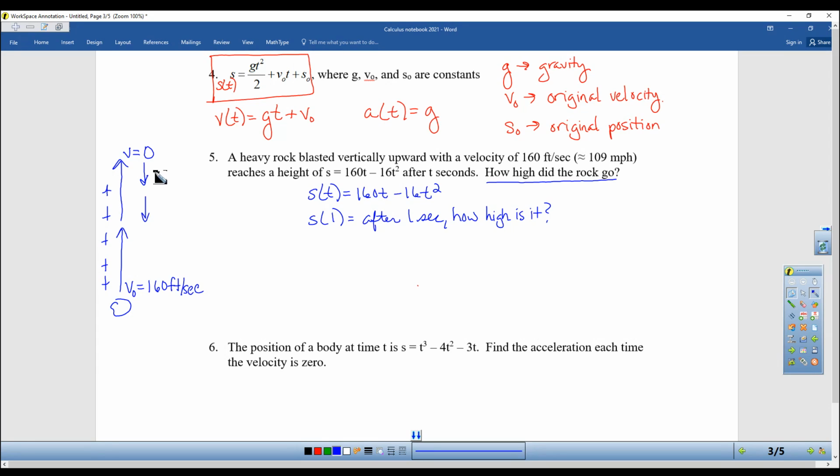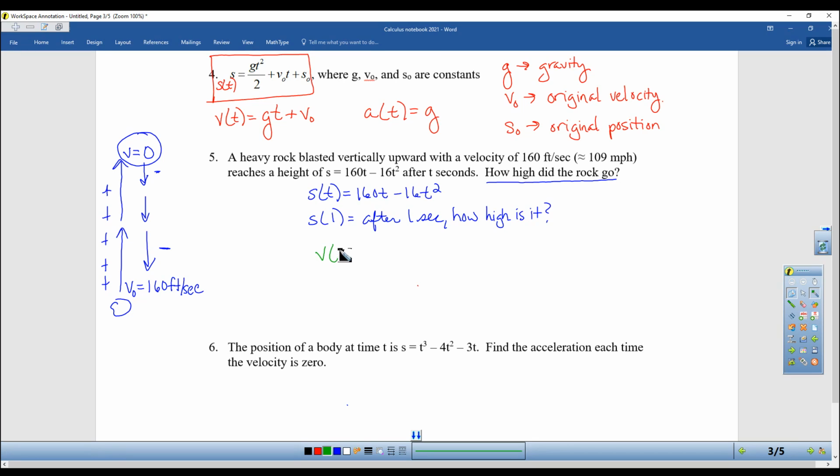Now, at first, it has some negative velocity. It's not going very fast. But by the time it lands, it's got some serious negative velocity. So I want to know how high the rock went. I can use this concept. When it's at its peak, its velocity is 0.